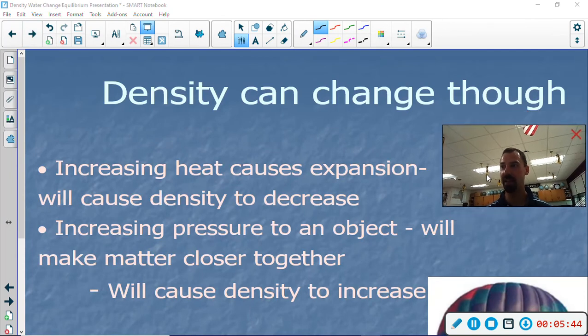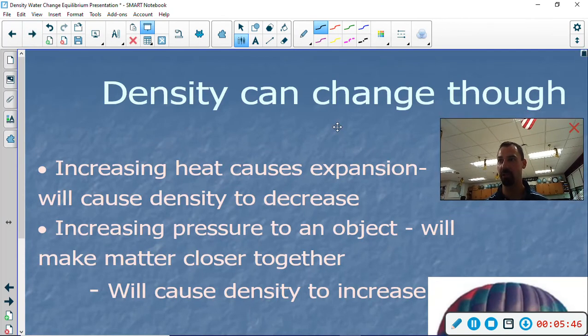Okay, density has the ability to change. If you heat something up, it causes it to expand, and this will cause the density to decrease. All right, so you guys know this. A hot air balloon works this way. You pull the burner cord, it heats up the air in the balloon, and the balloon expands. But when it expands, it's able to rise because it's less dense.